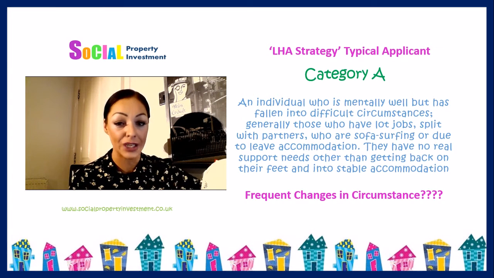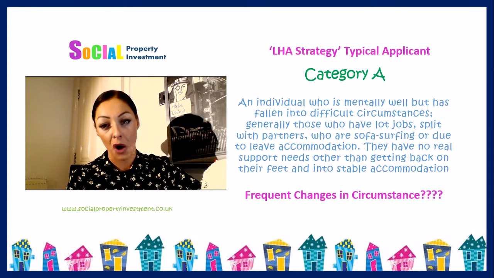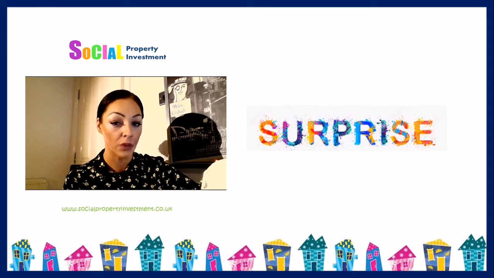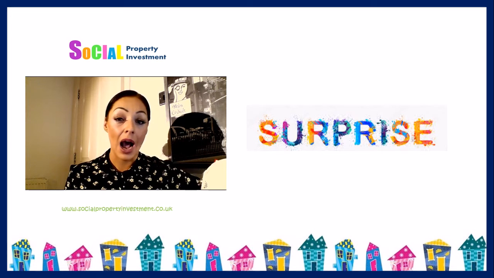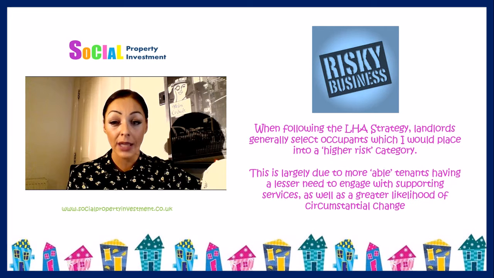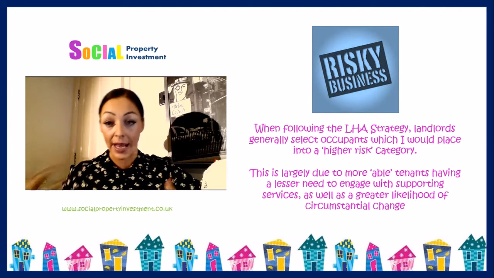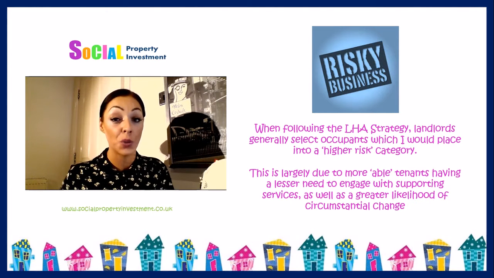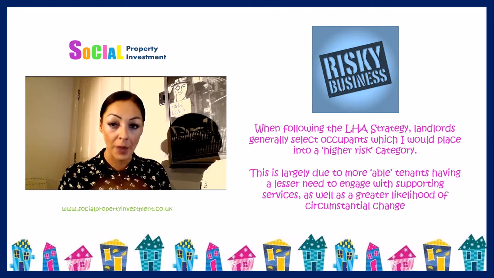They're your typical LHA tenants, and for me this is why the LHA strategy always goes wrong, because category A tenants are for me the highest risk tenants of all. Category A tenants are generally very independent. They will want to go into work quite quickly, or they will be forced to go into work quite quickly via the benefit regulations of JSA and having to come off benefits. If you're fit and well and healthy enough to work, then you should be working. So these tenants generally are going into work quickly.